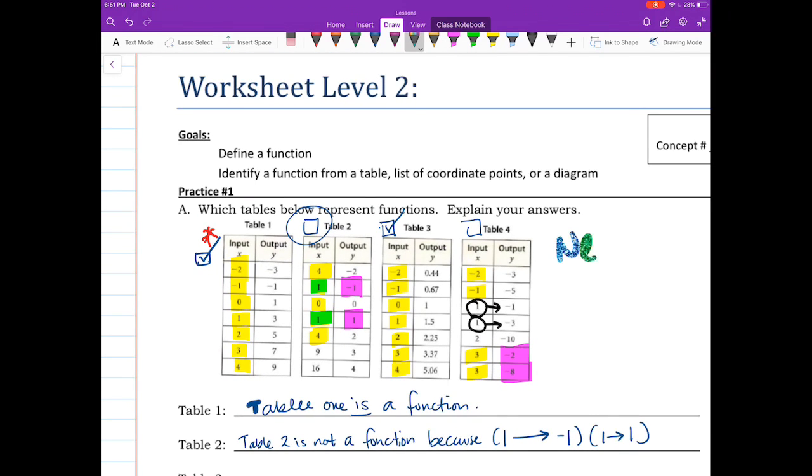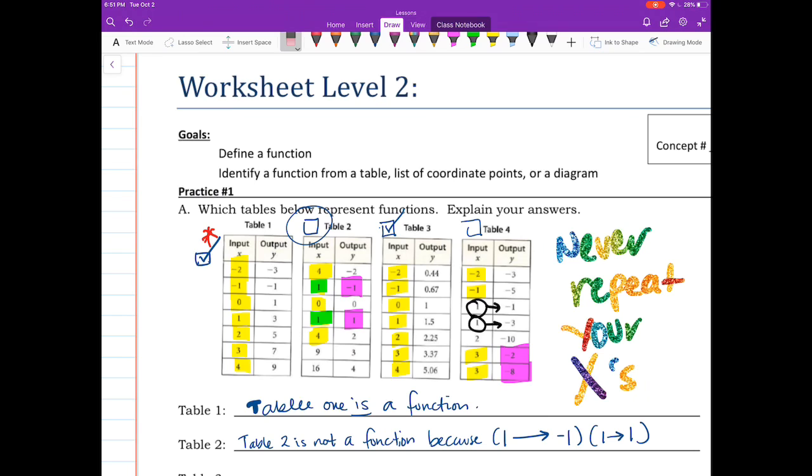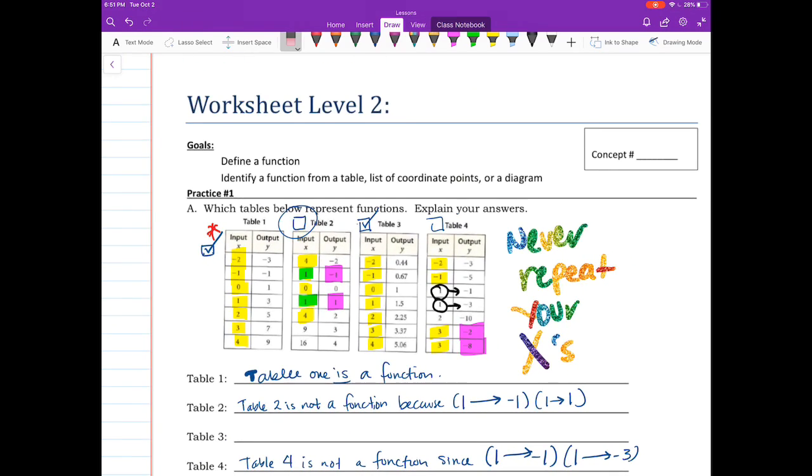Never repeat what? Never repeat your, oops, not your exes. Ha ha ha. Okay, never repeat your exes. Not your boyfriends, your exes. All right.